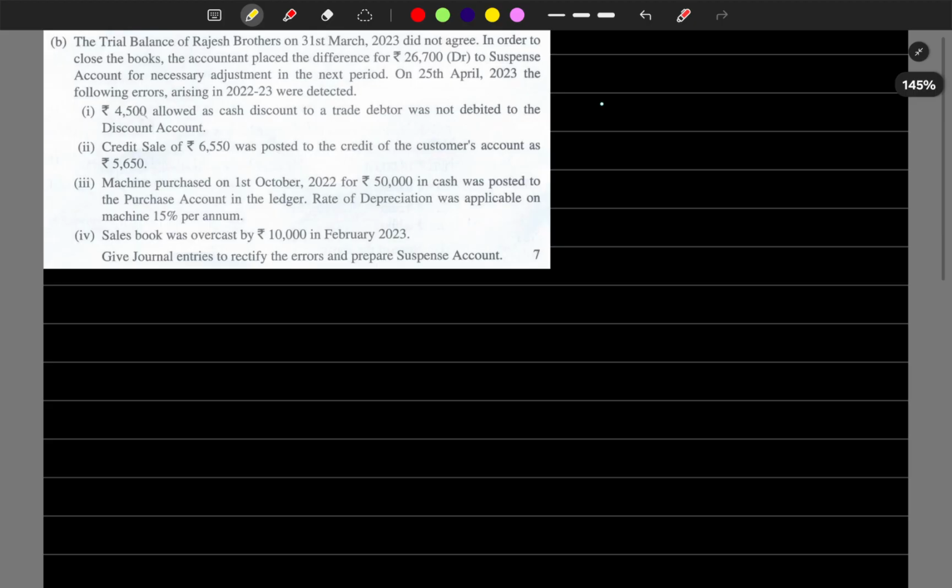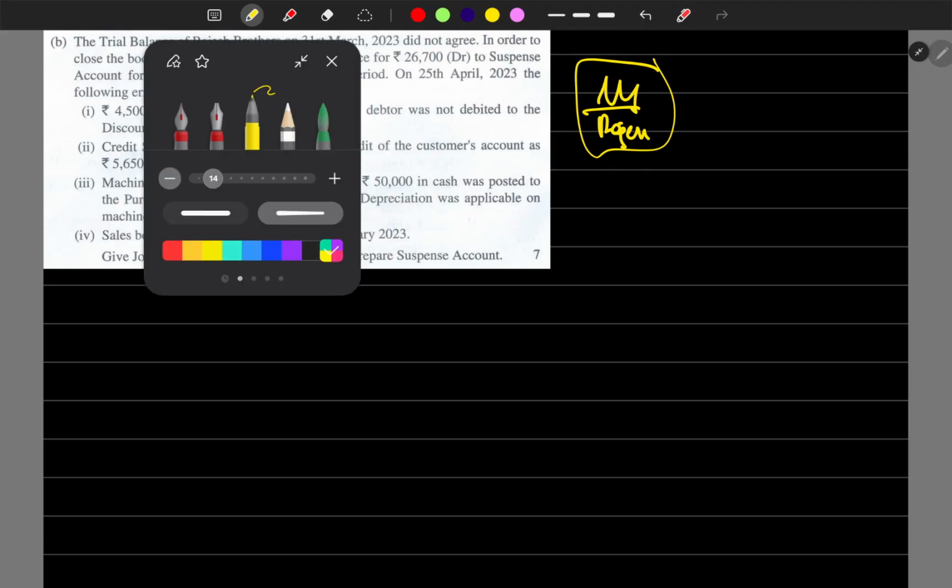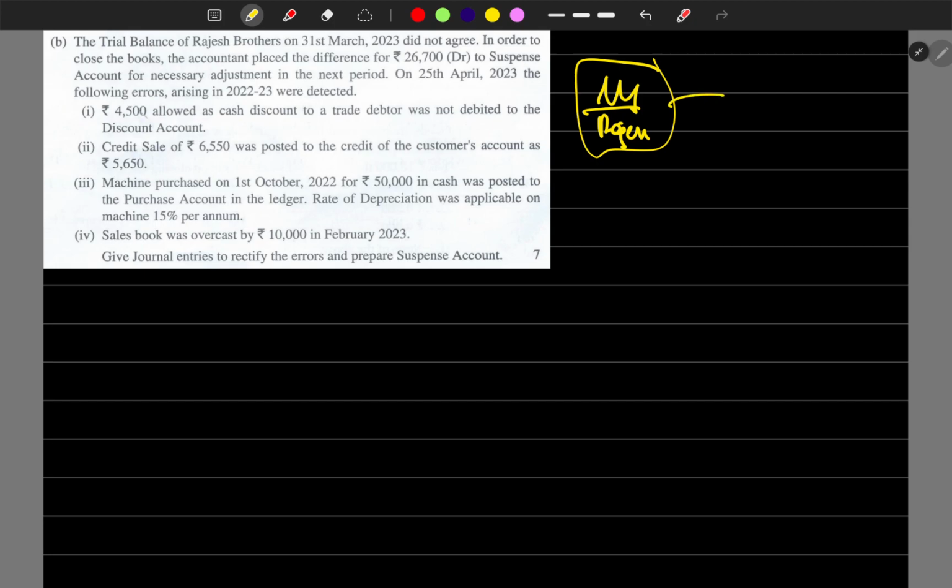Okay, trial balance of Rajesh on 31st March 2023 didn't agree. Okay, so the TB is not agreed.